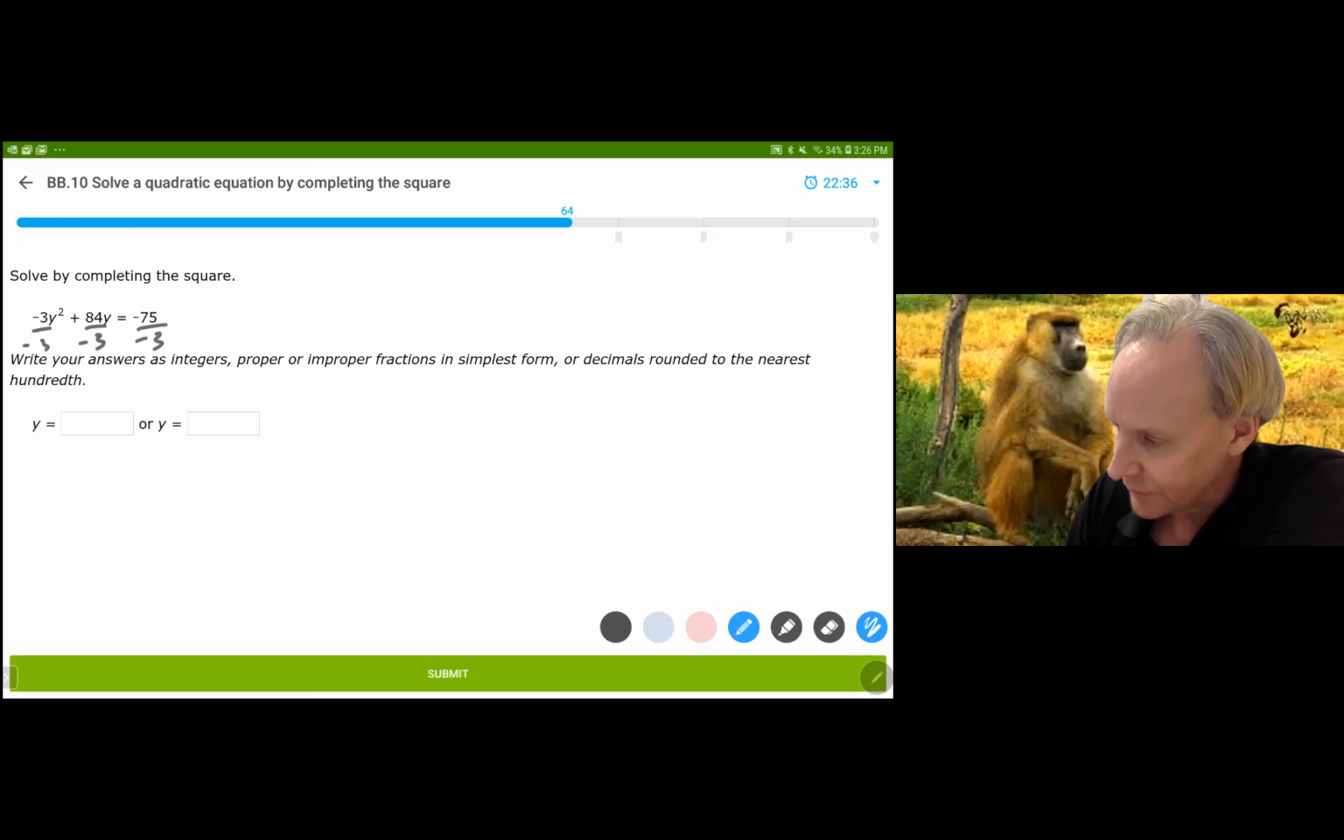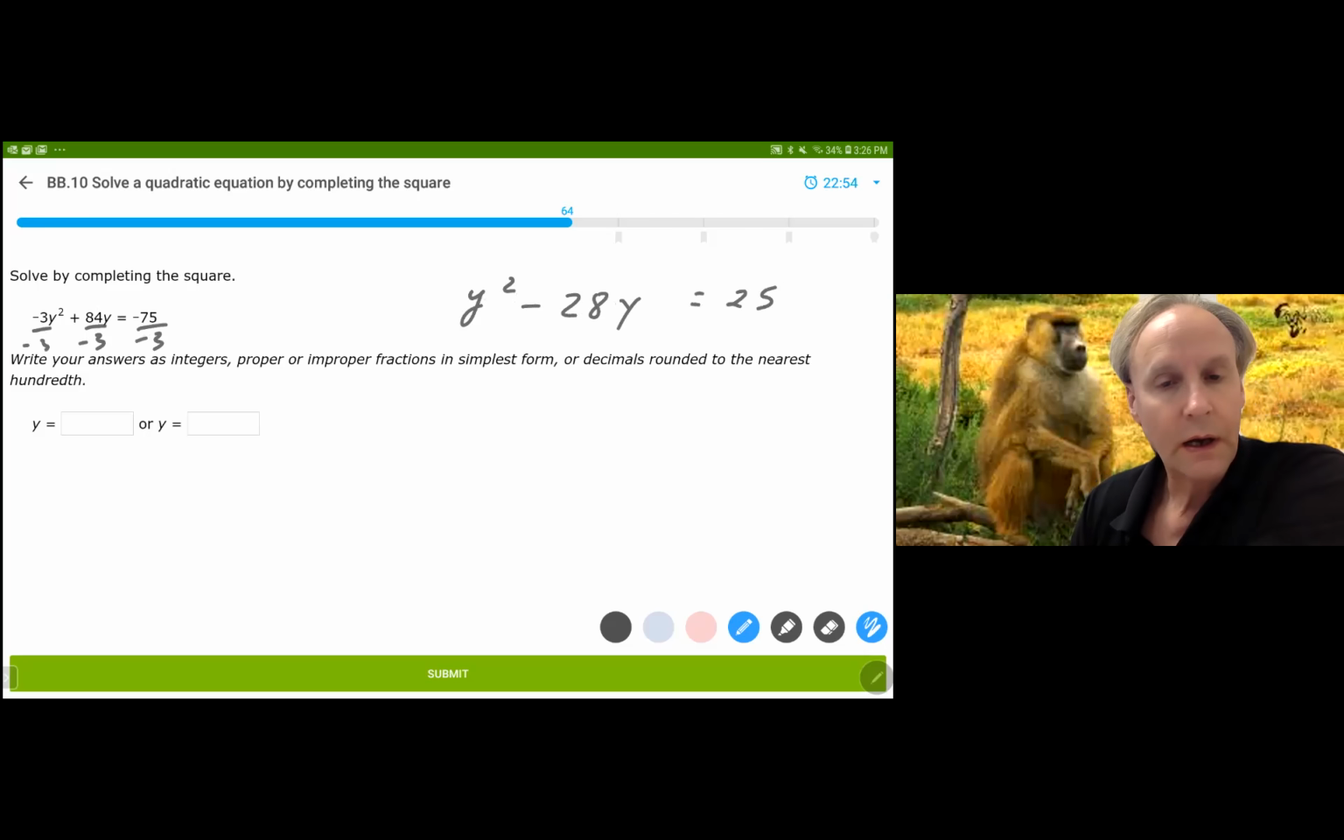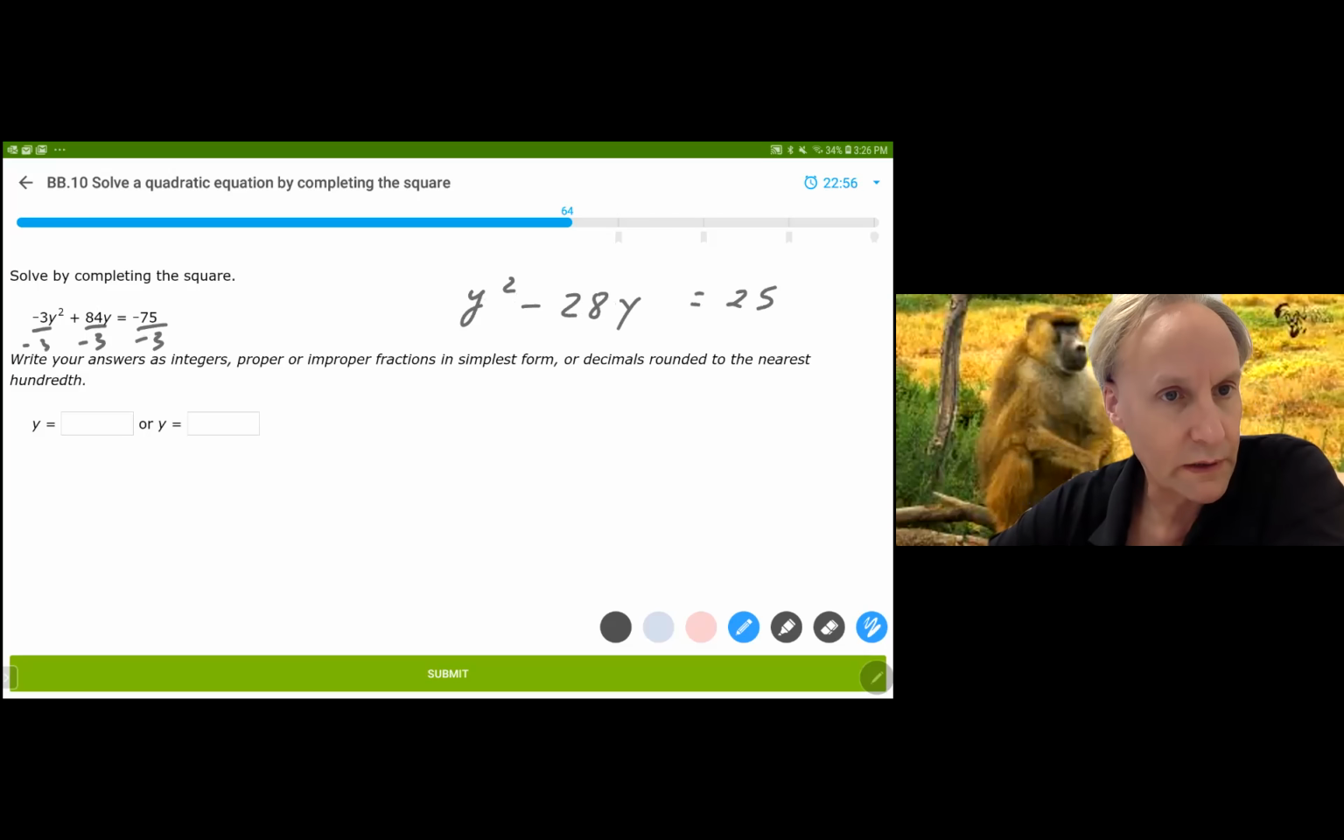And we get y squared minus negative 3 goes into 84. Looks like it goes in negative 28 times. And that's going to be equal to positive 25. I'm just going to double check my work real quick. 3 goes into 84, 28 times. That is correct. And it looks like my signs are correct.